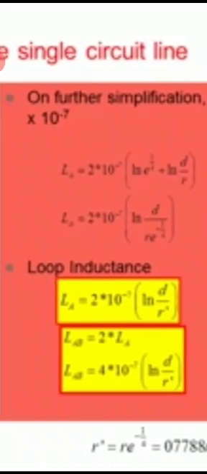Further we can simplify this. Mu naught is the absolute permeability of free space, and it is always given by 4 pi into 10 raised to minus 7. If we substitute that value, the final expression for LA will be 2 into 10 raised to minus 7 into bracket. So your inductance in conductor A is 2 into 10 raised to minus 7.